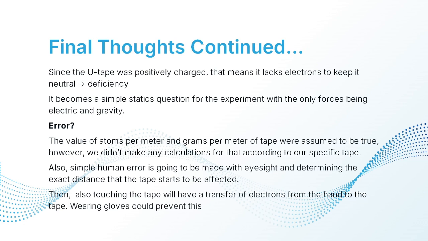So yeah, we might have some error with touching the tape. We might have touched the tape a little too much, made it a little more neutral. Human error is always there, and then also those constant values we were given are a little iffy.